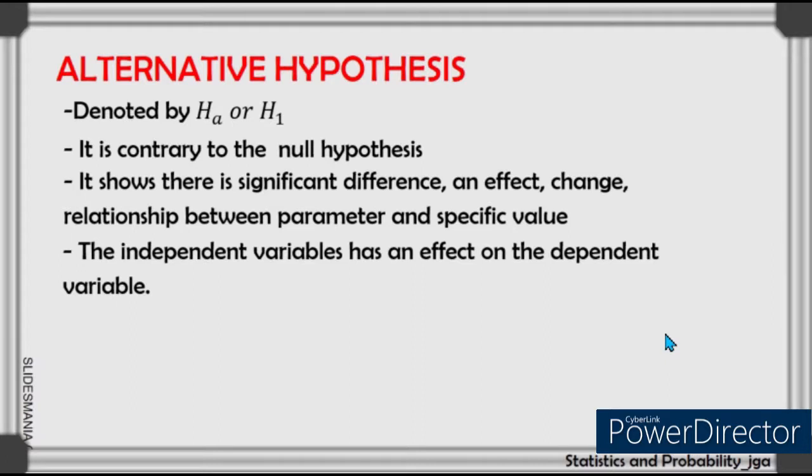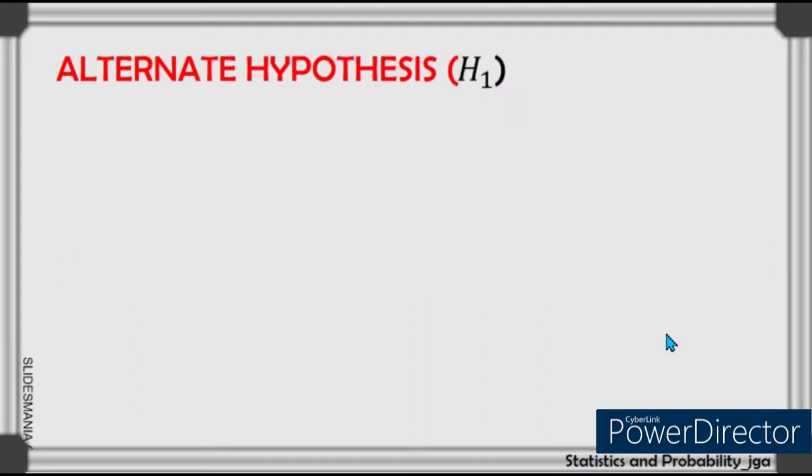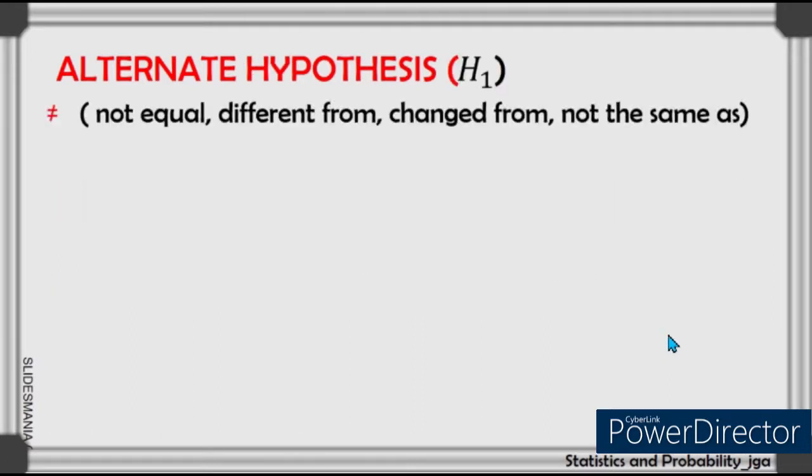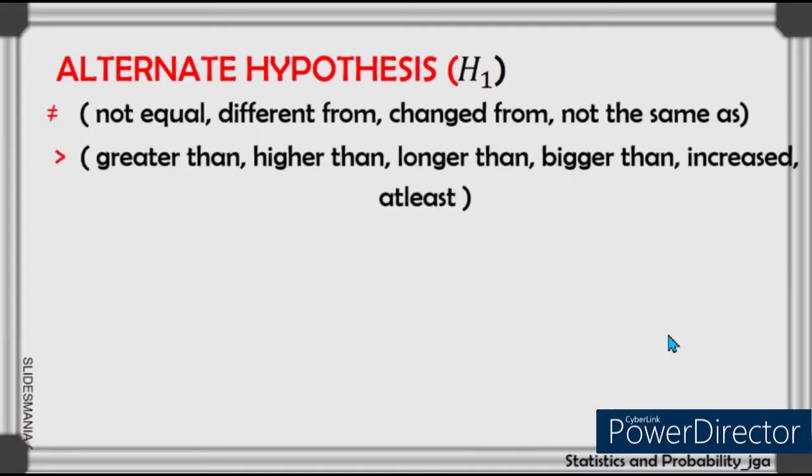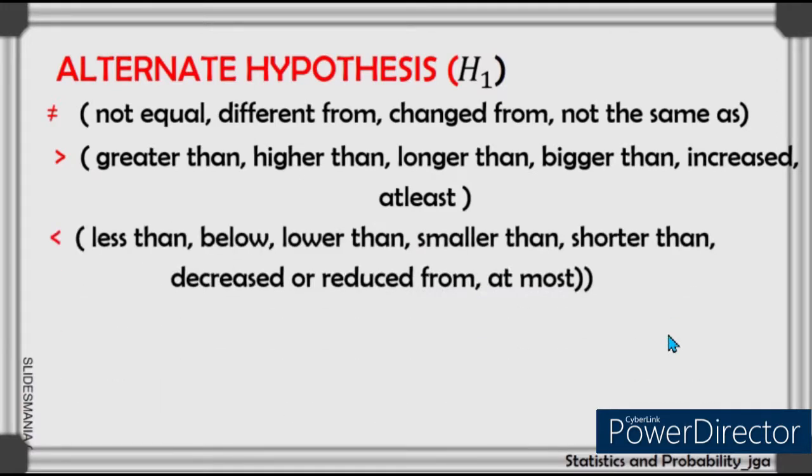Okay, so the keywords for alternative hypotheses are: not equal, different from, change from, not the same as, and then greater than, higher than, longer than, bigger than, increase, and at least. And then we have less than, below, lower than, smaller than, shorter than, decrease or reduce from, and at most. Okay, so alternative hypotheses can be expressed in any of these three possible forms.